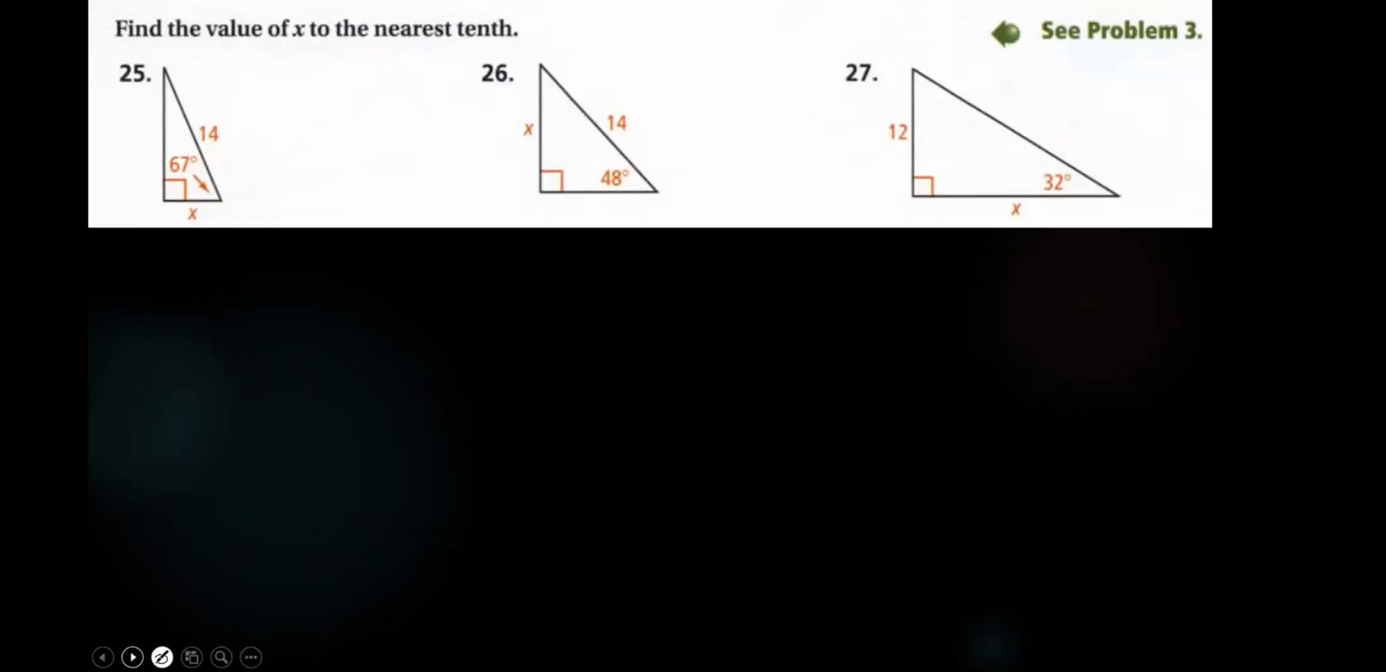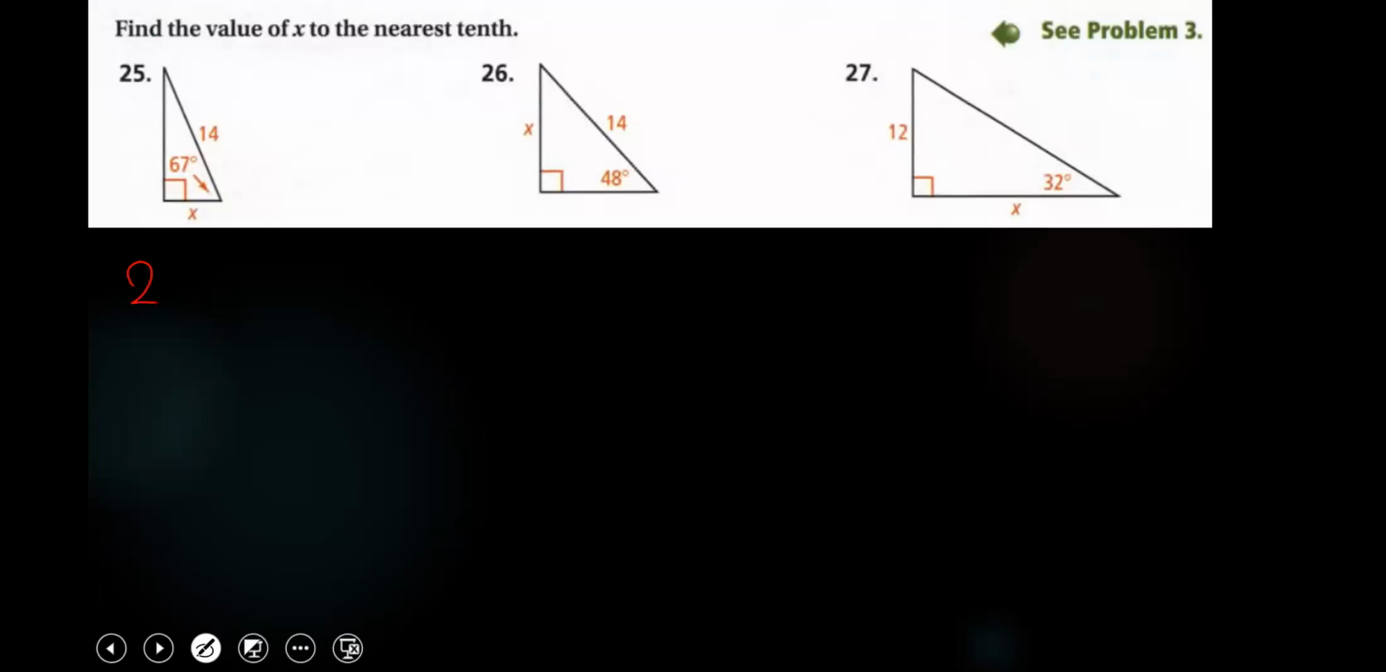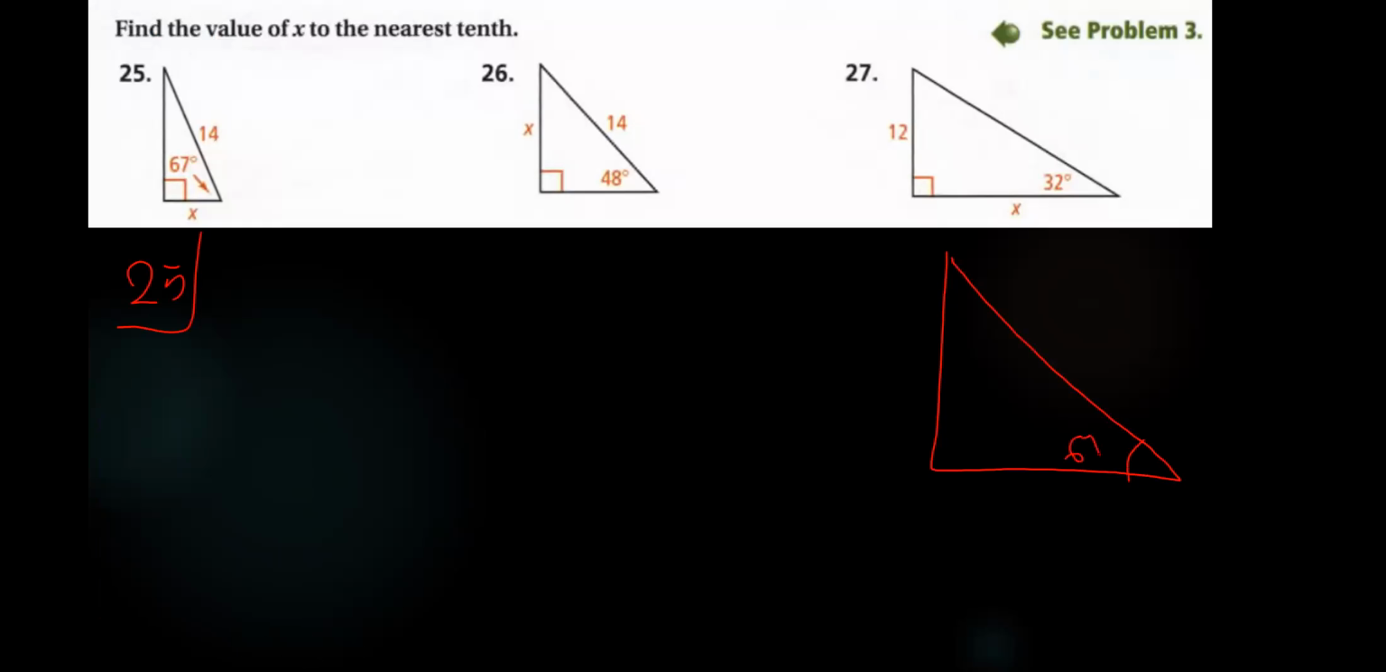Okay. Now let's see, Huda. I want now to solve number 25. Here we have this triangle, and they told me that this is angle 67, this is x, and this is 14.